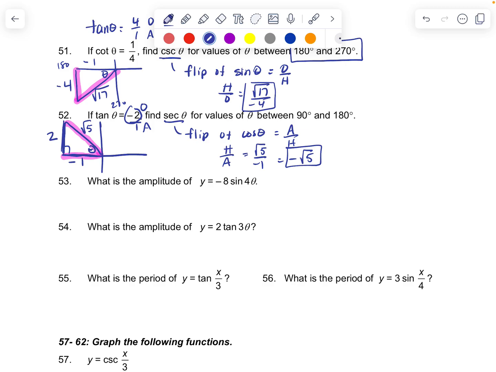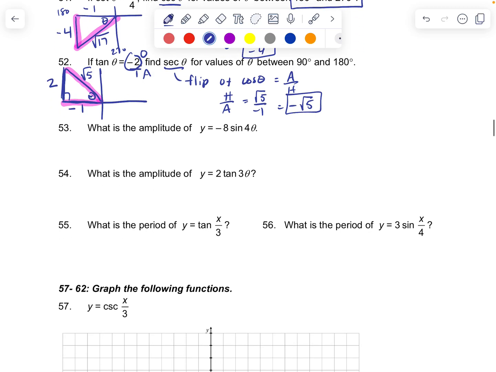Okay? All right, 53, amplitude. It's just the number in front of the trig function. Remember, amplitude is always positive, so the amplitude is just going to be 8. Okay, be careful on this one. On here, it might look like the amplitude is 2, but remember, tangent looks like this. It goes up forever and down forever, so it's actually none. This does not have an amplitude. Tangent and cotangent, you would answer none. Same with secant and cosecant, okay?